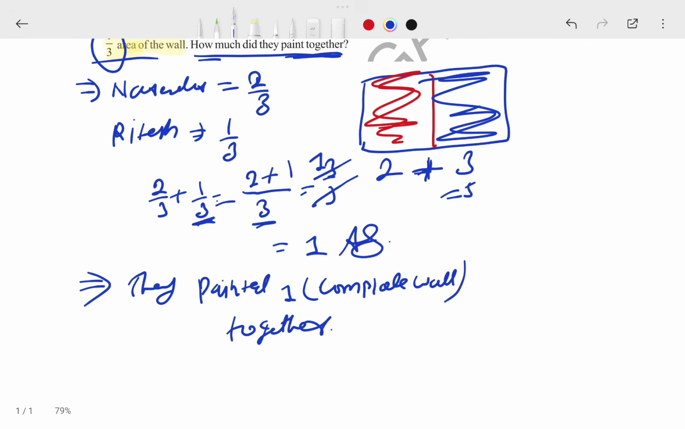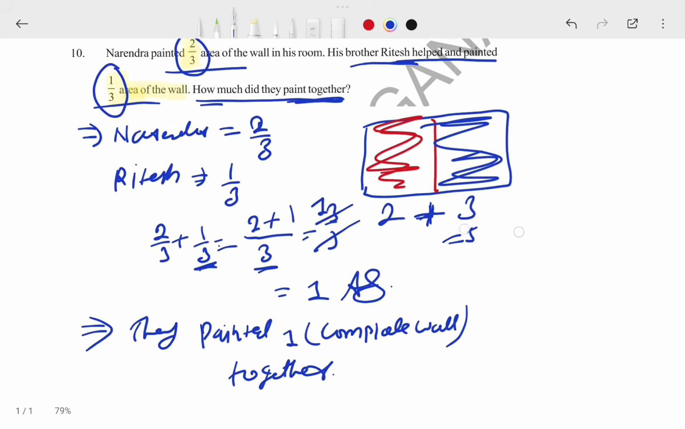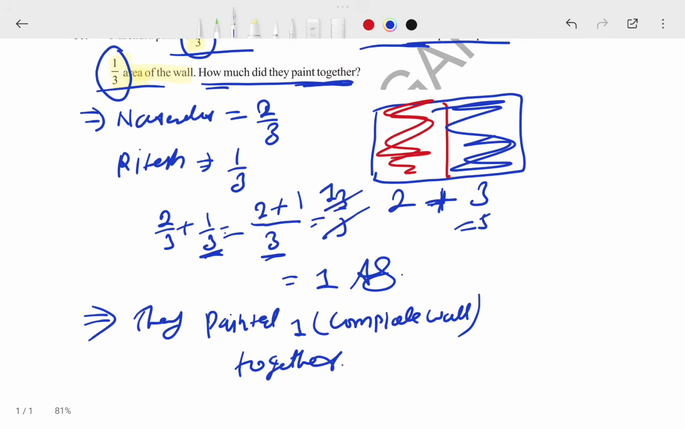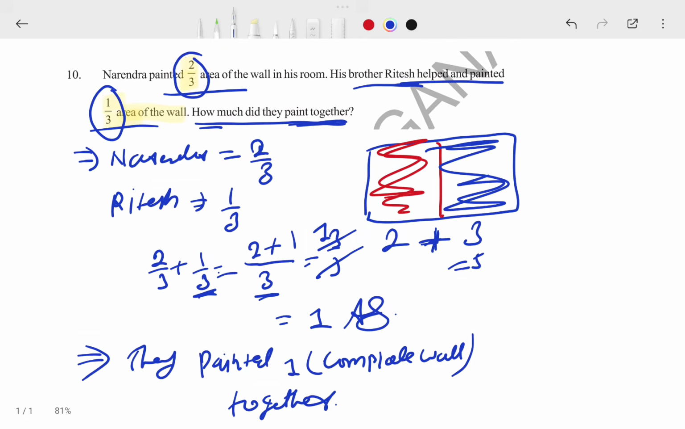Okay, now is it clear to you? Right. Actually, my handwriting is not better, that's why it is coming like this. Okay, so I hope this one is clear. So let's talk about the next question.